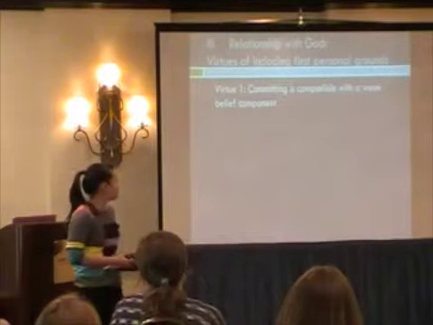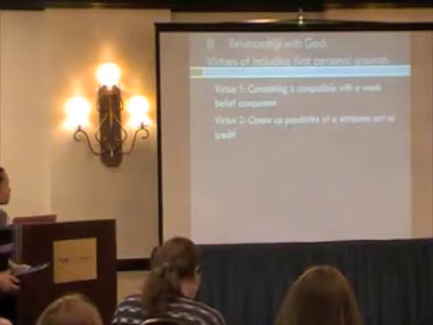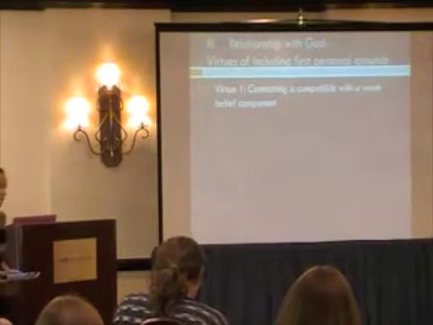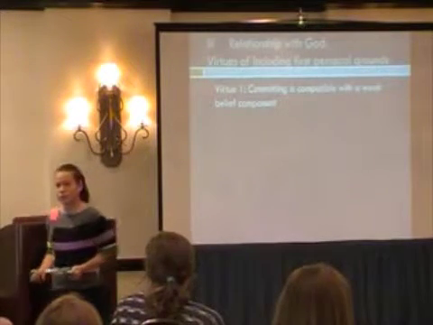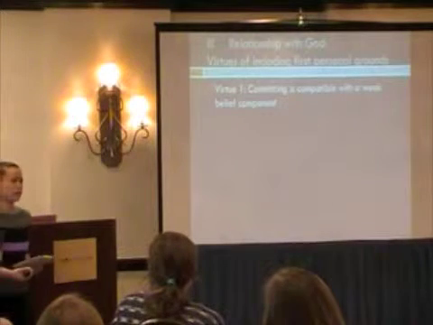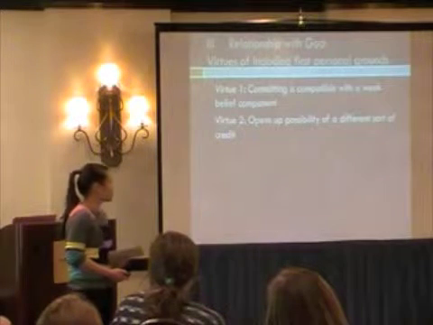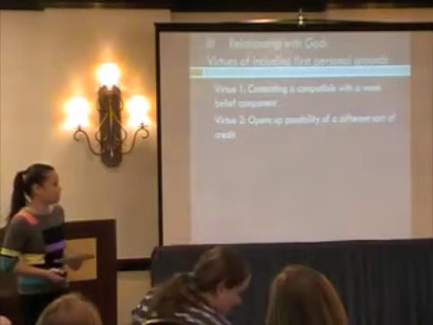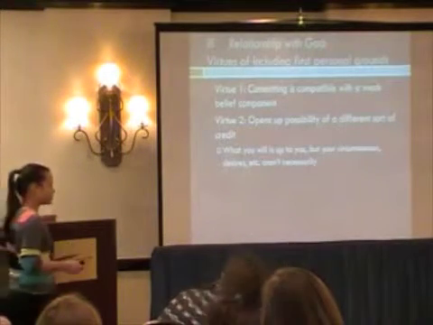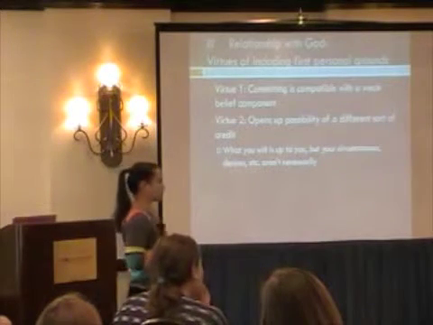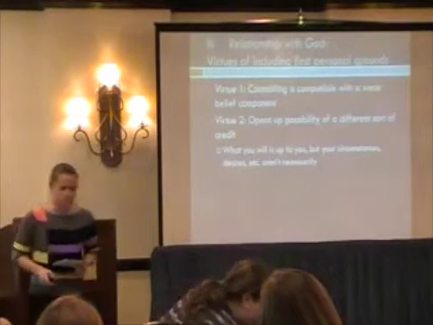Here are some virtues of including the first personal grounds. The first is that it's compatible with the weaker belief component. And why we might want this is because, and this connects to what Dan said yesterday, we want people to be able to have faith even if they aren't certain or don't have a particularly high credence in God's existence. Here's the second virtue, and this one I actually like a lot. It opens up a possibility of a different sort of credit that you get for being faithful. What you will is up to you, but your circumstances, desires, etc. usually aren't. So your agent-relative facts typically aren't up to you, all right?